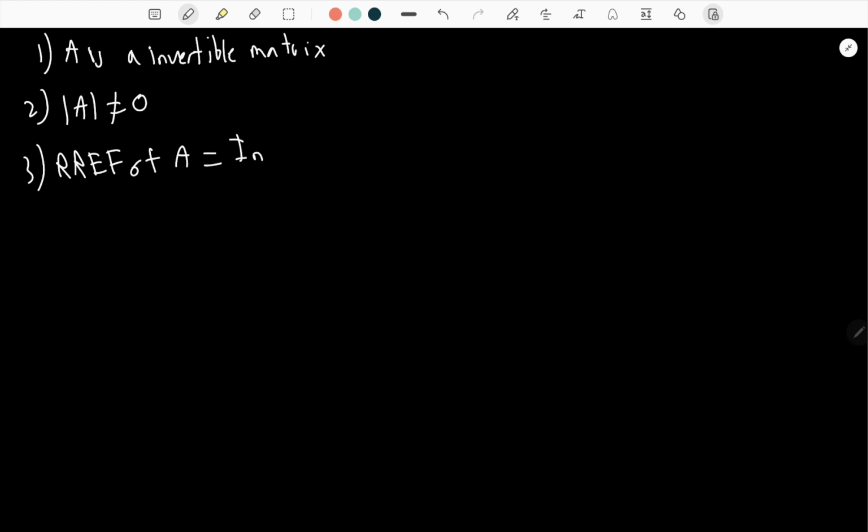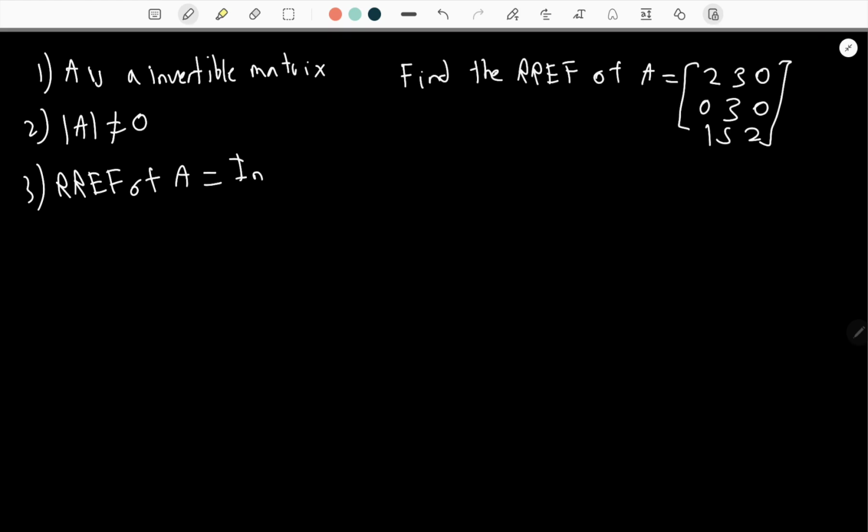So let's look at one example where I can explain this more easily. Here we have a question where we have to find the RREF of A, where A is equal to this matrix here. One quick step we could do is find the determinant, and if it is not equal to 0, then we can directly say the RREF is equal to the identity of 3. So let's find the determinant and choose this column here where it is 0, 0, 2, and we get the determinant equals 2 times the determinant of 2, 3, 0, 3, which is equal to 12, which is not equal to 0.